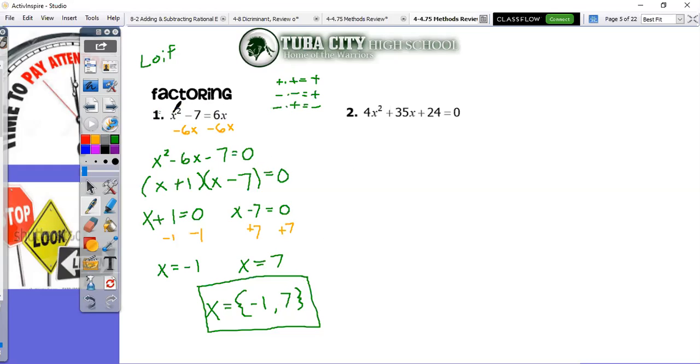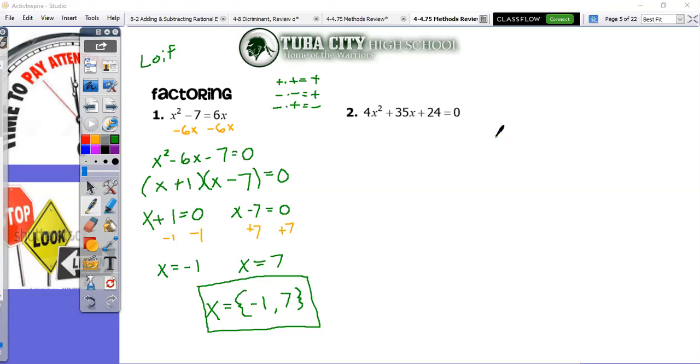If I plug in 7, it should be the same thing. I get 49 minus 7, which is 42. On this side, 6 times 7 is also 42. So 42 equals 42. That is true. These can also be graphed as well, but we will not cover graphing in this lesson today. Maybe I'll touch upon it.